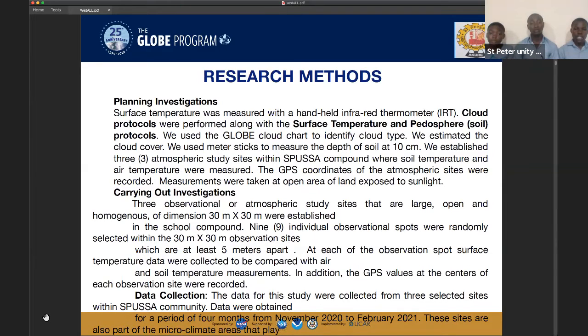Data collection. Our data that were obtained from the 3 sites were processed by means of the mean and the ANOVA, that's analysis of variance. Next slide.